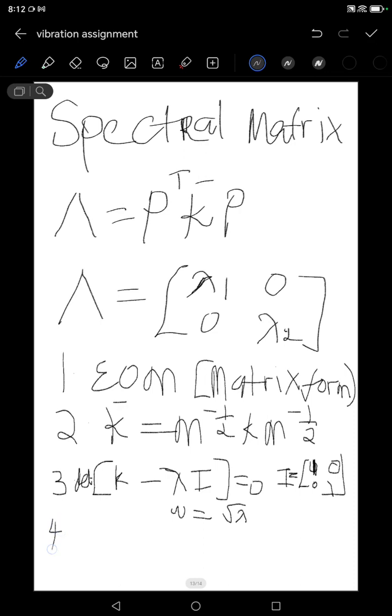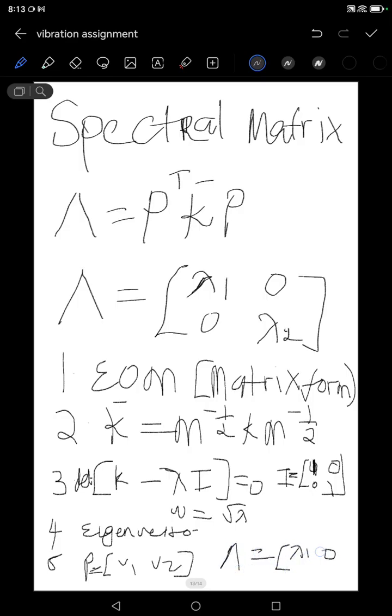And then number 4, we're going to determine the eigenvector, where we have the formula for eigenvector. I wrote it there at the back. And then after that, you determine the vectors. And then here we determine P, which is V1 and V2. And then this, which is lambda 1, 0, 0, lambda 2. So this is what you have to do when you have that kind of question.